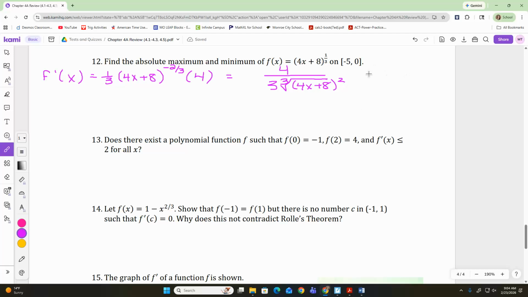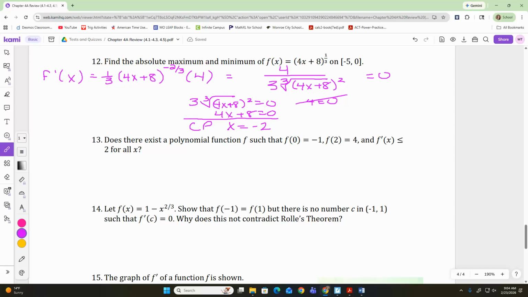If you set this equal to 0, you would just multiply over the bottom and have 4 equals 0. So that doesn't happen. But critical points are anywhere at 0 or undefined. It would be undefined if the denominator is equal to 0, which is really just when 4x plus 8 equals 0. So negative 2 is our only critical point.